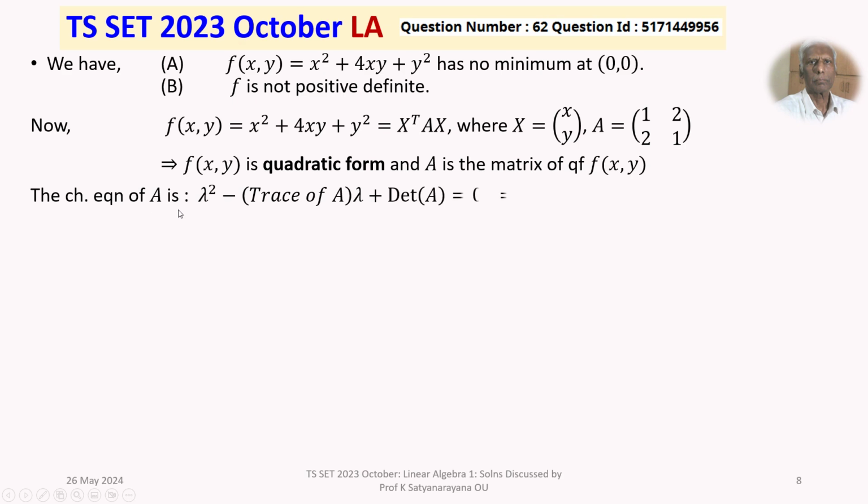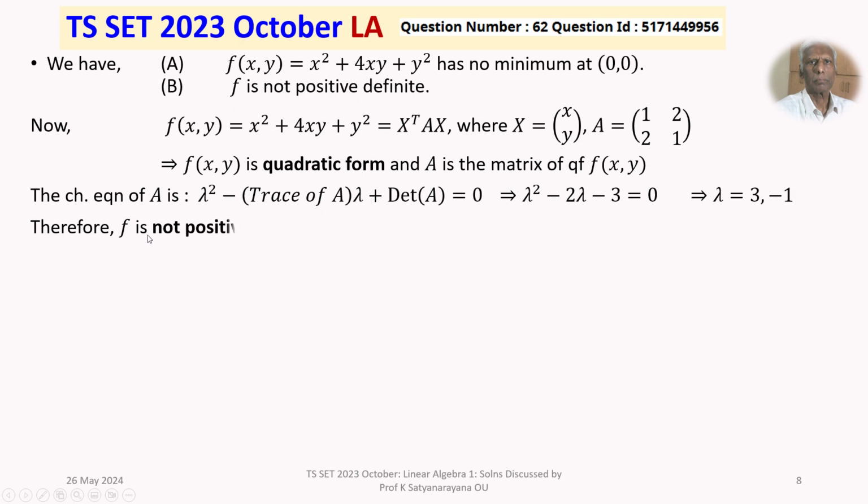So the characteristic equation of the matrix A of the quadratic form is lambda square, because it is a 2 by 2 matrix, lambda square minus trace of A multiplied by lambda plus determinant of A is equal to 0. That implies lambda square minus trace of A, the sum of the diagonal entries, 1 plus 1, 2 lambda, plus determinant of A, determinant is AD minus BC, that is 1 minus 4, that is minus 3. So the characteristic equation of A is lambda square minus 2 lambda minus 3 is equal to 0. When you solve for lambda, you get lambda minus 3 multiplied by lambda plus 1 is equal to 0. The values of lambda you will get are 3 and minus 1.